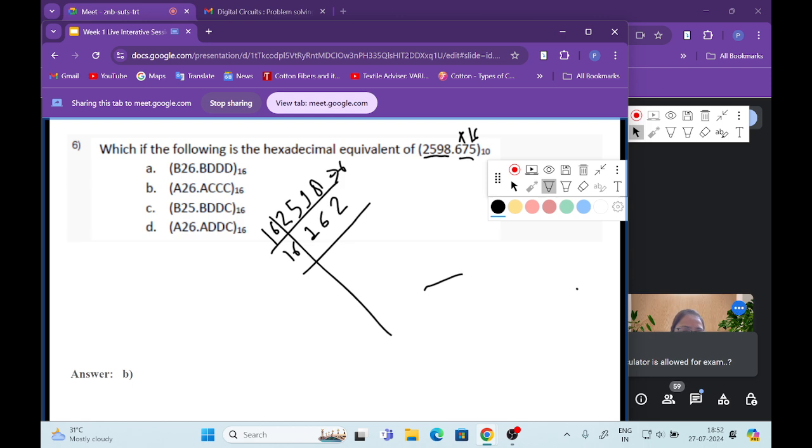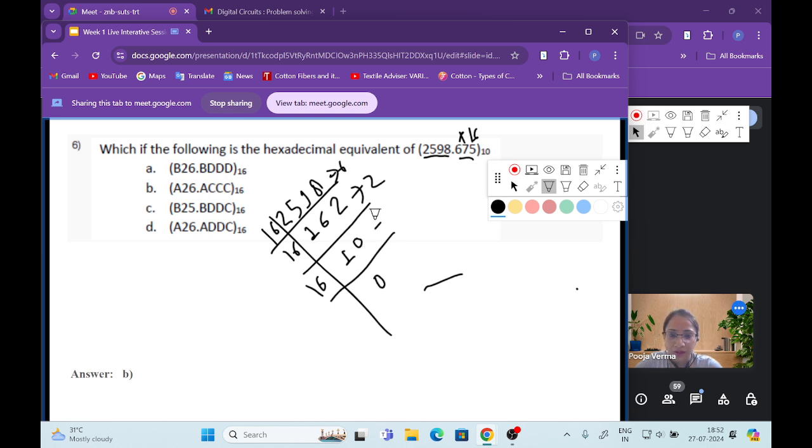It is allowed, or you can get an online calculator. 1 into 0, then 2. Okay, so how will you cross-check 16 into 10? 160 plus 2, 162. Always check with this one: multiplied by this, add this. Now again 16 will not go in at any rate, so it will be 10.